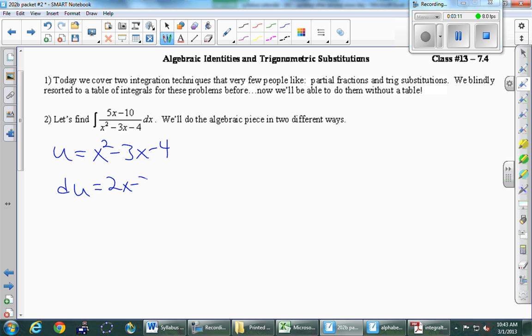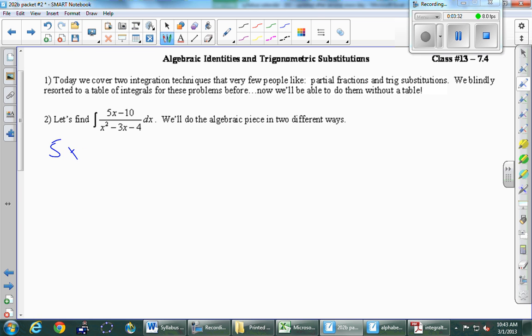2x minus 3. Can you make the numerator out of 2x minus 3? No, it just doesn't look like 2x minus 3. All you're allowed to do is multiply or divide. So like you can multiply by 5/2 or something, but it won't look exactly like the numerator looks. So this is not going to work. So here's the new technique.